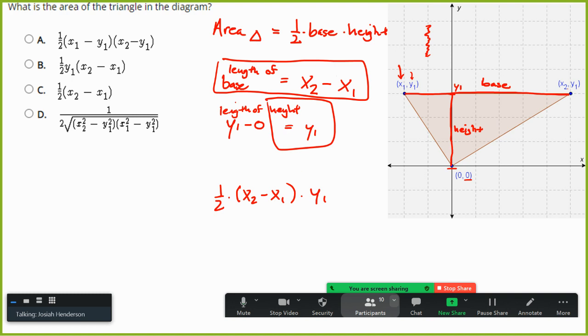And as complicated looking as all those options are, as long as you use the correct formula, area, we should be able to find one that matches what we wrote. Remember, the order of multiplying doesn't matter.